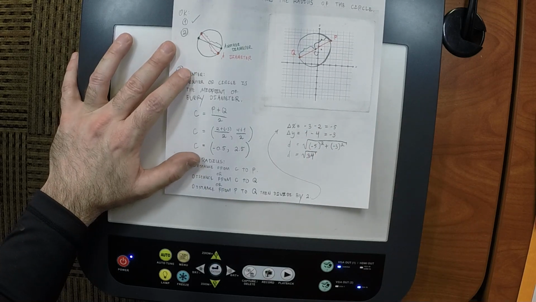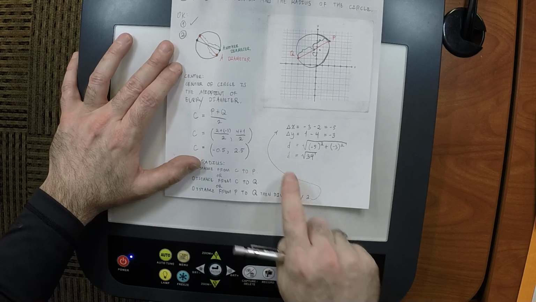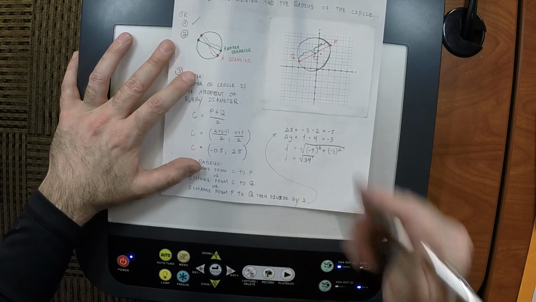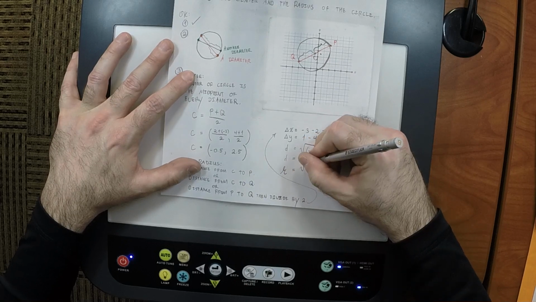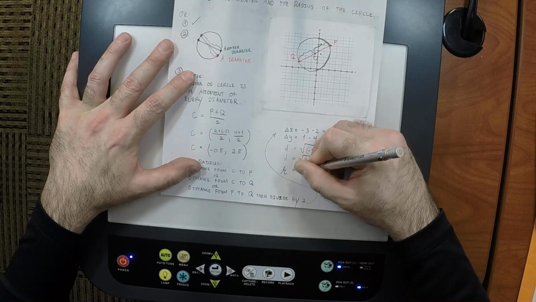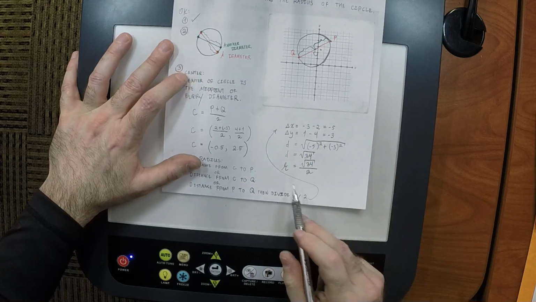And so is that the answer? No, right? That's the diameter. So then as a result, the radius would be the square root of 34 over 2. And that's R.